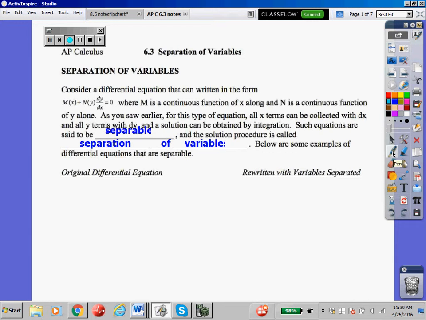Okay, separation of variables. We've been doing this. If you have an original differential equation of x squared plus 3y dy/dx equals 0, to separate them, you would first subtract the x squared and then multiply by the dx. So this would finally give you 3y dy equals negative x squared. Whoops, I lost the negative there.